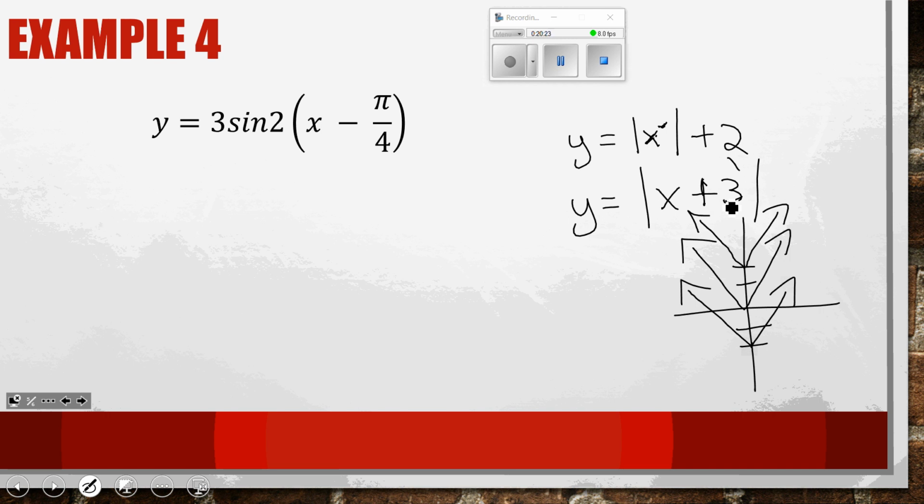To go up and down, if you add, up and down makes sense. If you add 2, you go up 2. If you subtract 2, you go down 2. But to go left and right, it's the opposite, because if I did the absolute value of x plus 3, we would think go which direction? To the right 3. It actually goes to the left 3.